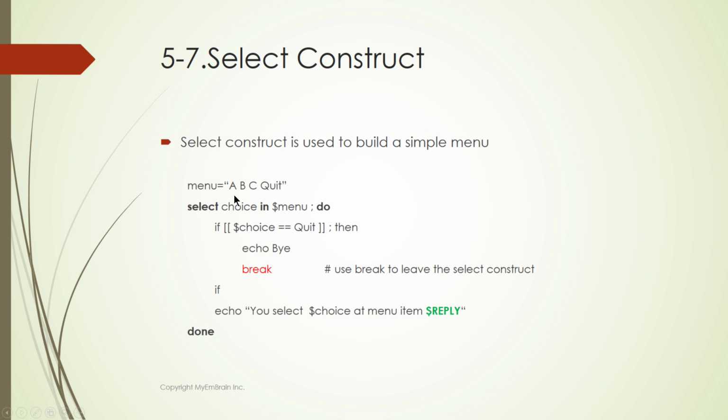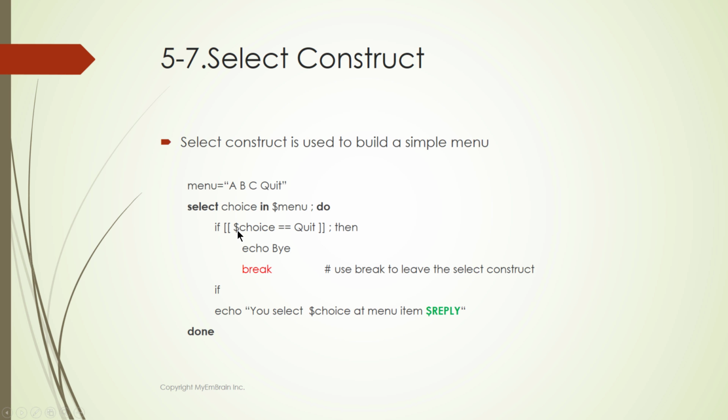The select will store the text in the menu into the choice variable, and we use $choice to retrieve its content. If the content of the choice variable here is quit, then we echo bye and we break out of the select construct, because the select construct will continue to display the menu over and over again. There is no logic for the select to break. To break the select, it is your script's responsibility to break out of the select construct.